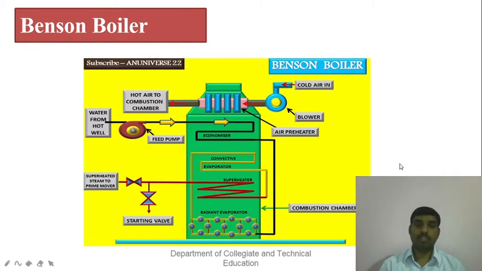The water is pumped at about critical pressure into the boiler tubes. Then water first passes through the economizer, which increases the temperature of the water, and this hot water further passes through the radiant evaporator, where water is evaporated by radiant heat transfer. After that, water and steam pass through the convective evaporator.